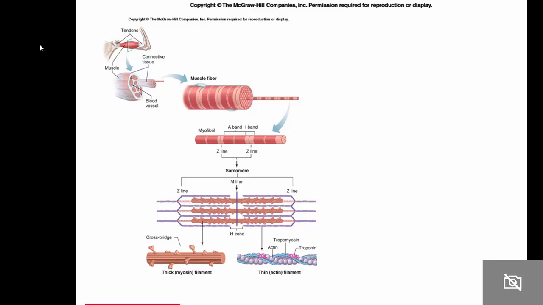The myofibril is then made up of sarcomeres. Remember, the sarcomeres are the functional unit of muscle. Okay? The sarcomeres are then further broken down into myosin and actin, which are called, here we go, myofilaments. You see how this can start to get really confusing? Myofiber, myofibril, myofilament. It's all MF. Okay?